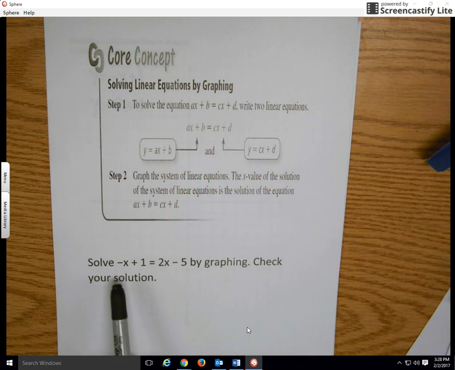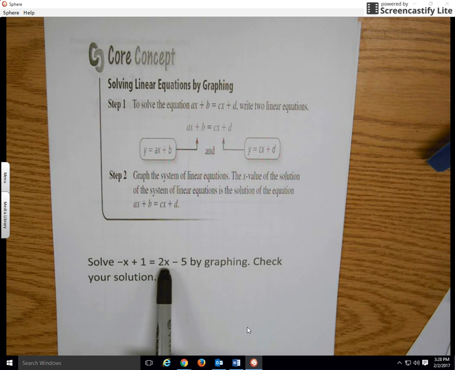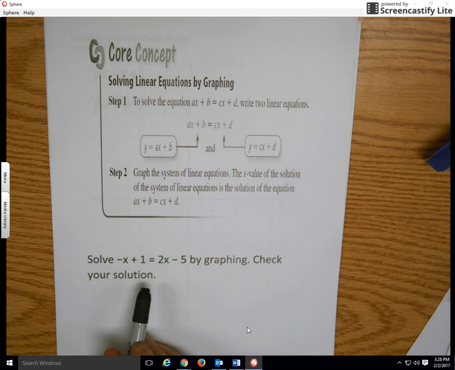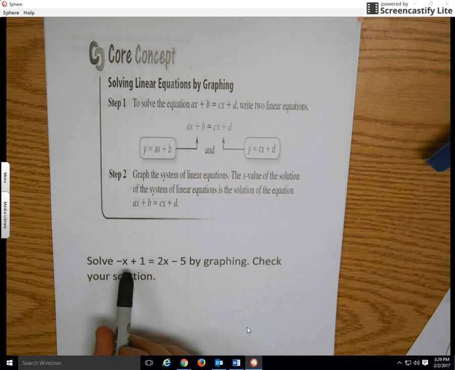It says solve negative x plus 1 equals 2x minus 5 by graphing, and then check your solution. But if you look at both sides of this equation, you might notice something's missing. There's no y. Both have an x, and we're supposed to graph it, and it doesn't give us a y. Now let's talk about how we can handle that.